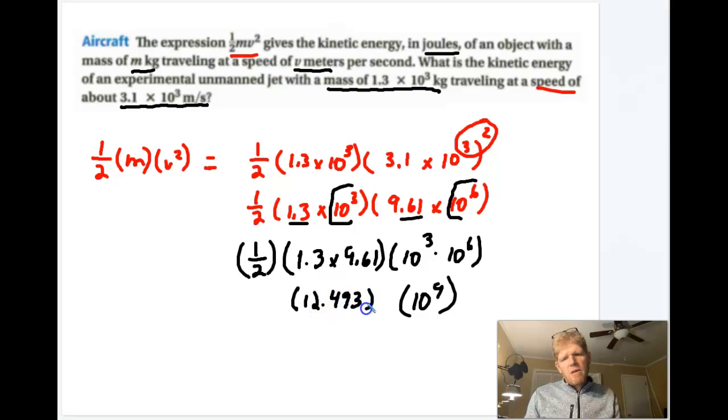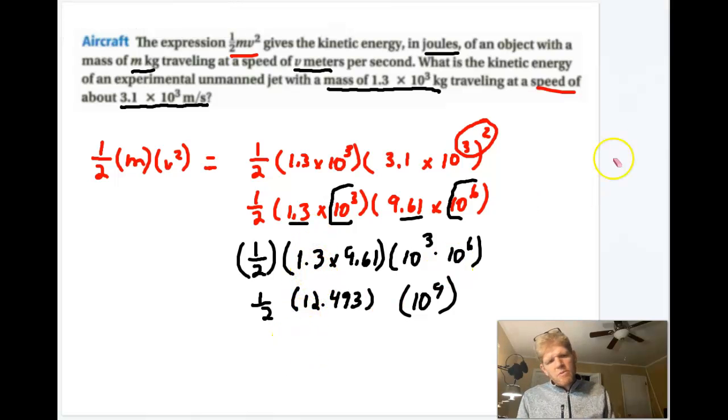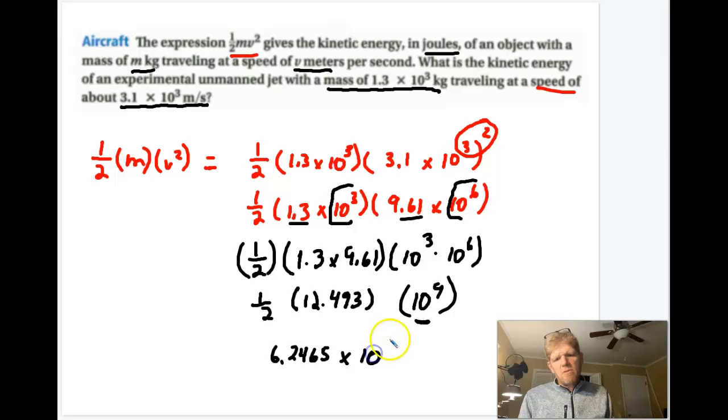12.493. And that's all going to be multiplied by 1/2. Now we can just multiply 1/2 times 12.493. You can punch that in your calculator, and it's going to give you 6.2465. And then we're going to leave it in scientific notation, so I'll just keep that times 10 to the 9th. And that's your answer.